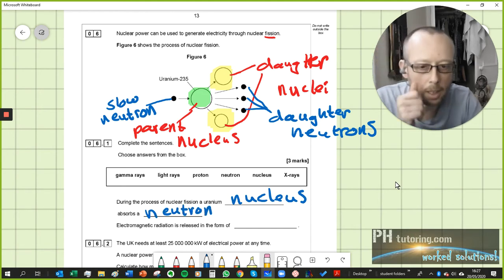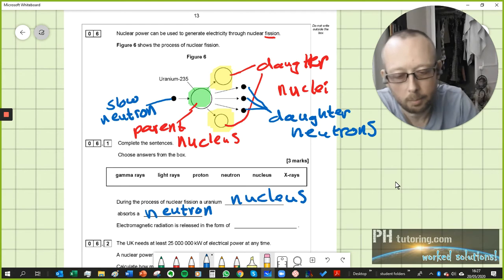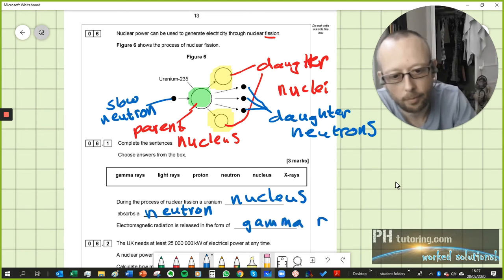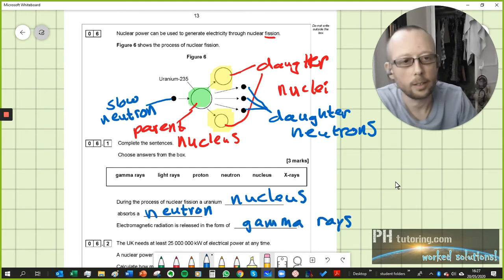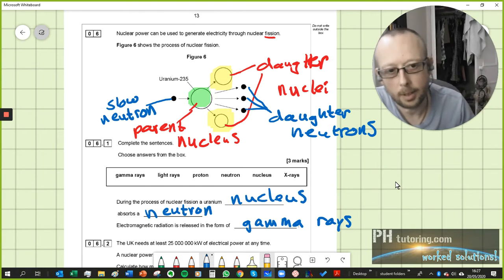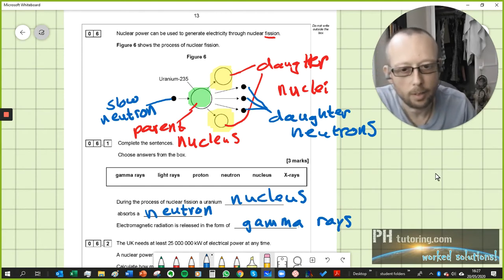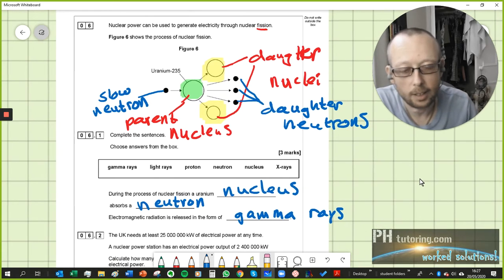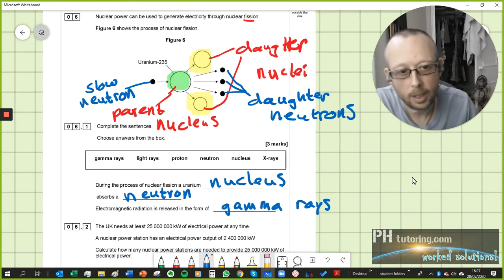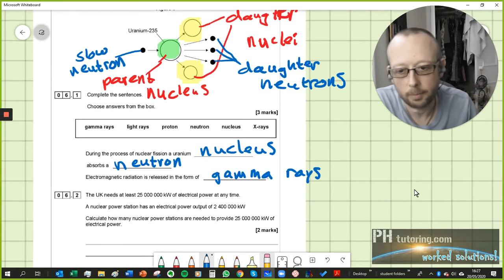This one I haven't answered above, but it's electromagnetic radiation is released in the form of gamma rays. So gamma rays are a type of nuclear radiation, and it's released in many different ways, but one of the ways is in fission.